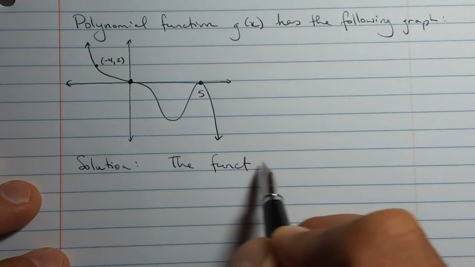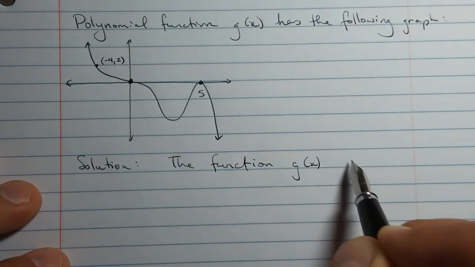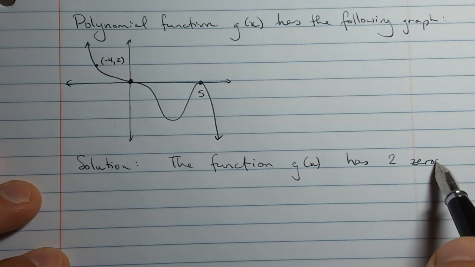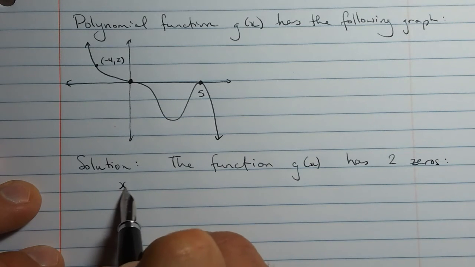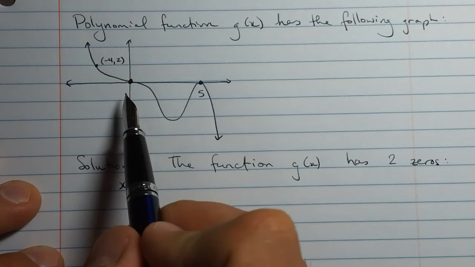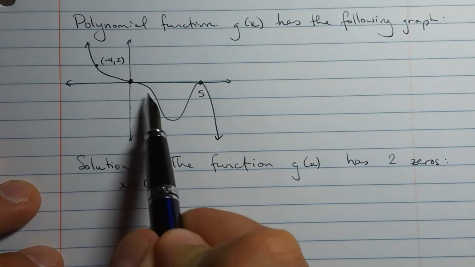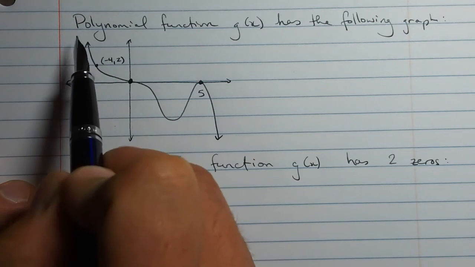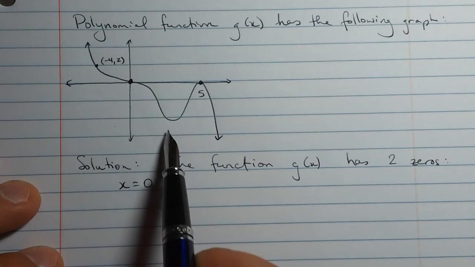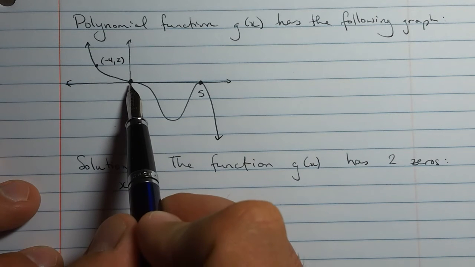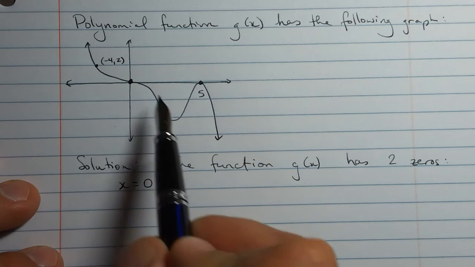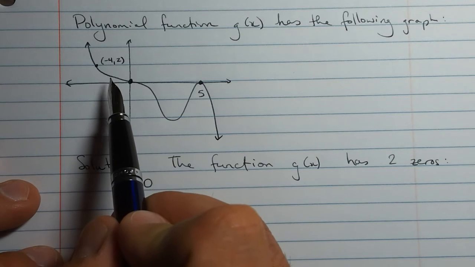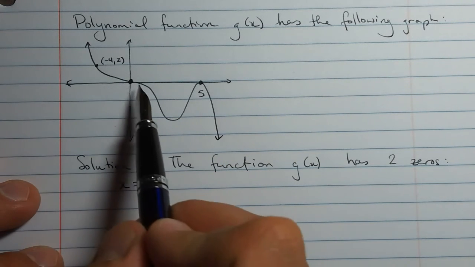The function g of x has, once again, 2 zeros. The first one happens when x equals 0. Now take a look at how this comes in. It does cross the axis, but it crosses it in that sort of S-shaped pattern where it's curving towards the point and then it curves away again. That looks to me like an order 3 zero. It looks like a cubic on its own. It's not order 1 because it doesn't just cross smoothly, it's kind of curving on each side.